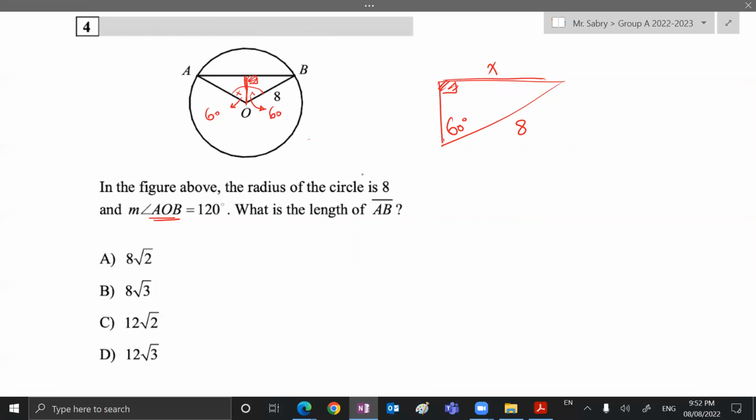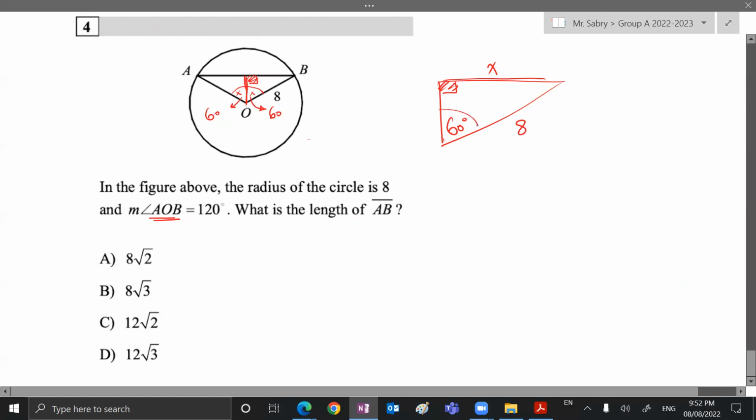So if this is the 60, then this is the 30, then this is supposed to be x, this is supposed to be x root 3, and this one is supposed to be 2x. If 2x is equal to 8, this means that x must be equal to 4, which means this is 4, and this side here is 4 root 3, which means that this part is 4 root 3. This one is equal to that one, so that's another 4 root 3, which is a total of 8 root 3. This is one way to look at it.